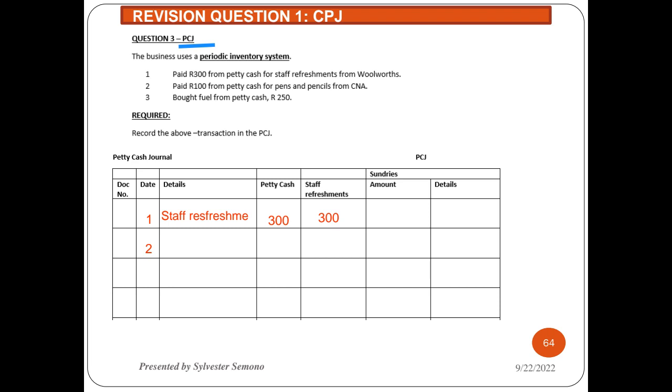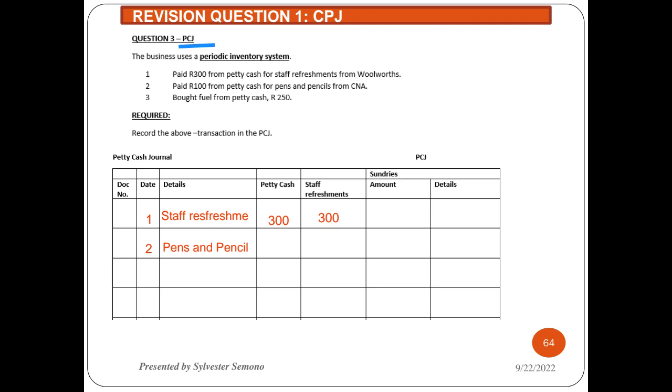Okay, let's try number 2. What do you think I must write under details? Pens and pencils. You see, that's how we normally write it. Pens and pencils. You see now? Next time, they won't tell you whether you bought it from CNA or not. Okay, so write pens and pencils. So where must I record this amount? Petty cash. Under petty cash. And where else? Sundry account.